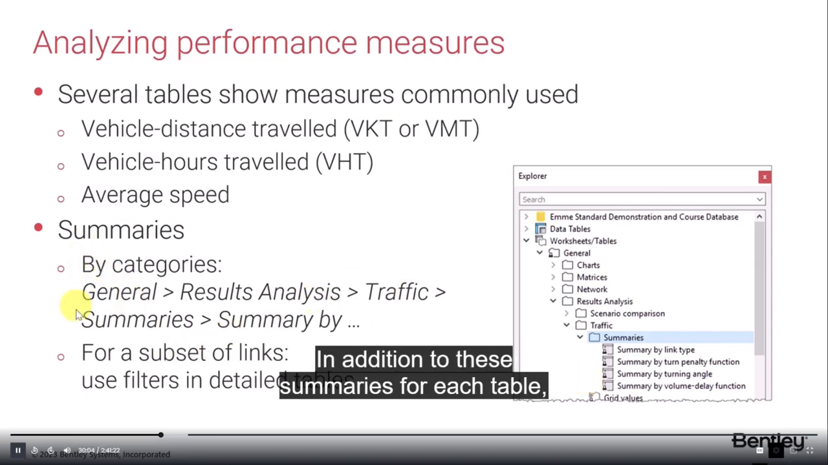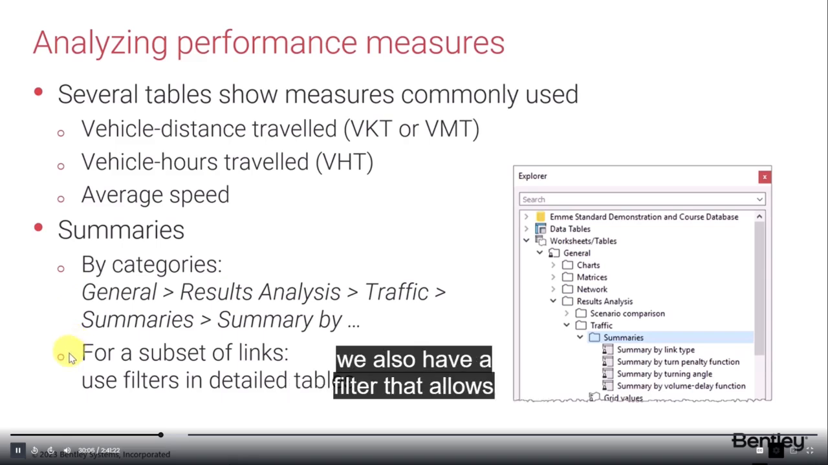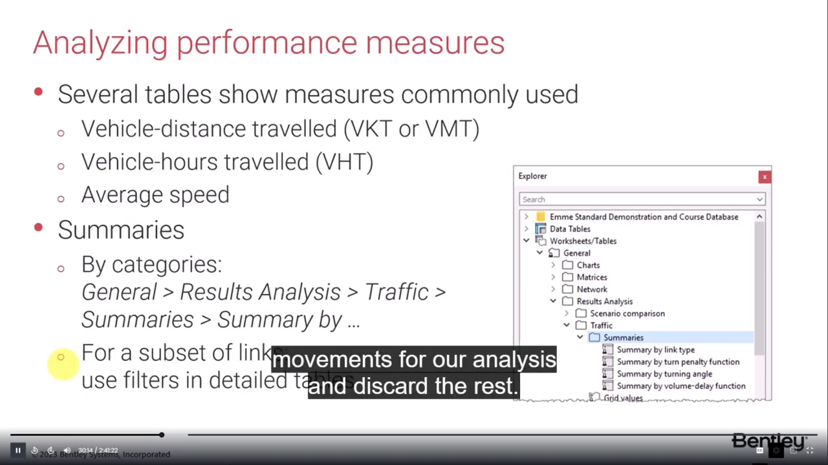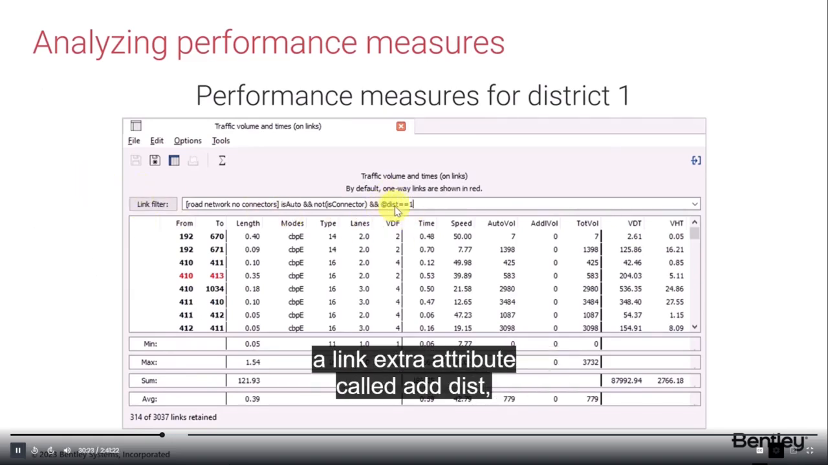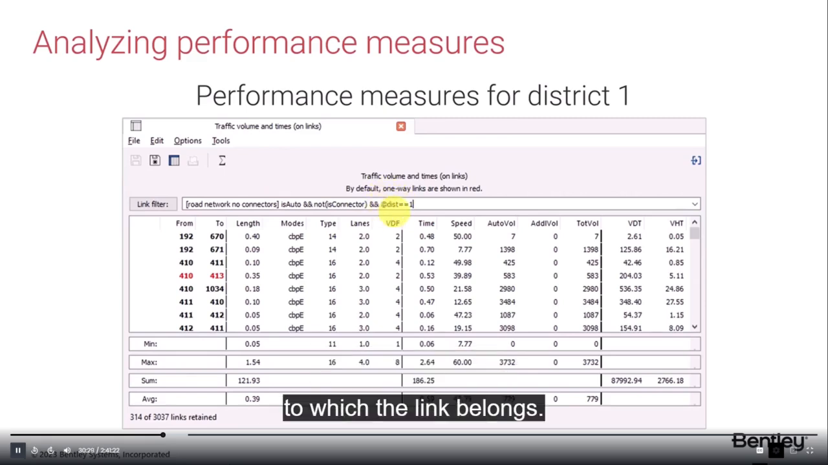In addition to these summaries, for each table, we also have a filter that allows us to retain some links or turning movements for our analysis and discard the rest. In the demonstration database, we have an extra attribute, a link extra attribute called @dist, and it contains the district number to which the link belongs.